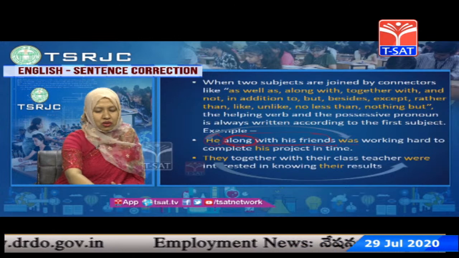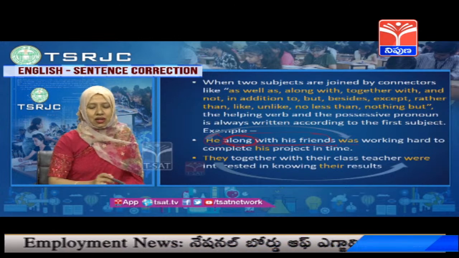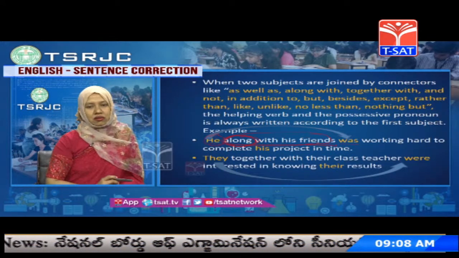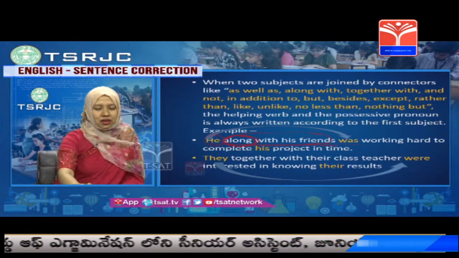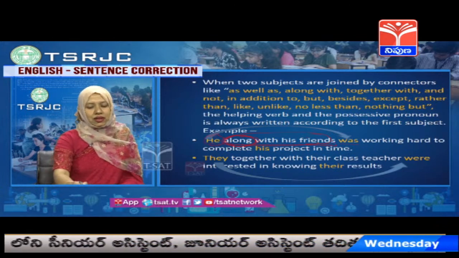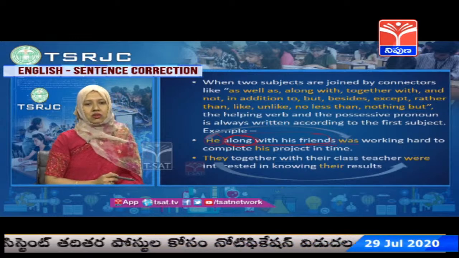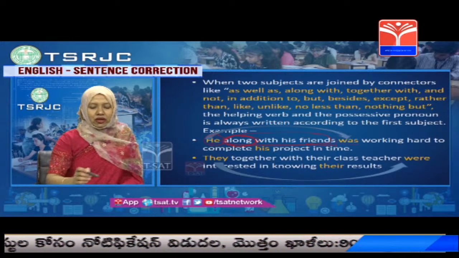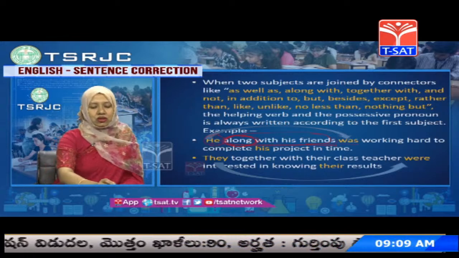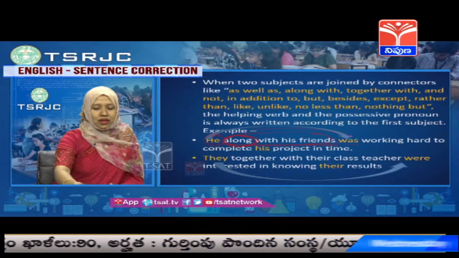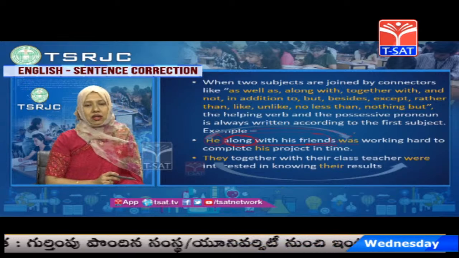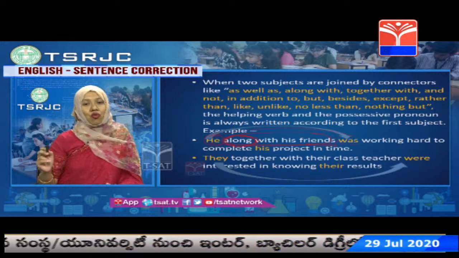Either you should look at the first subject or this subject. One is a singular subject, the other one is a plural subject. You can see friends, with S, it's plural. So whenever such kind of sentences are there, you should talk about only the first subject. He along with his friends was.